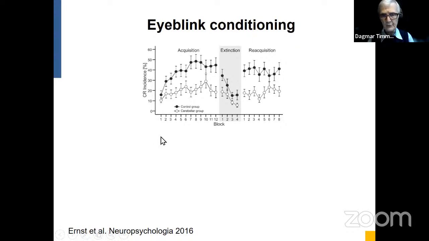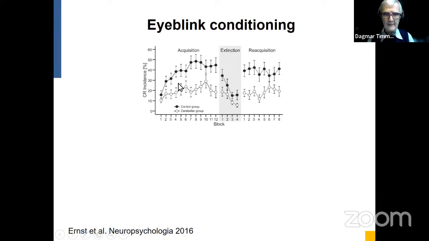around the age of 20 or 25. In the patient group, the cerebellar group, they had surgery for benign cerebellar tumors, so they have surgical lesions in the cerebellum. And when you look at the whole group, again, the cerebellar group performs worse than the control group. In this paradigm, we had an acquisition phase followed by an extinction phase, and we had a reacquisition phase.